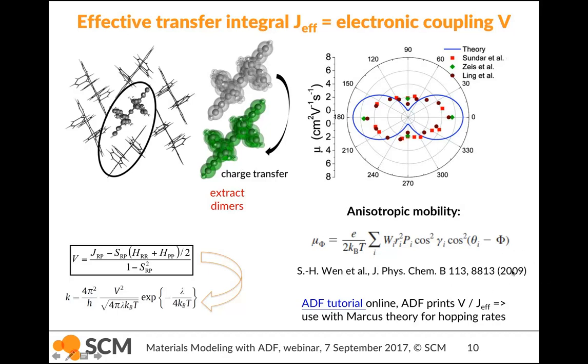Here's a paper from 2009 that actually describes the process pretty well, where they study a number of organic semiconductor materials, and in general they find reasonable agreement between the calculated mobilities and the experimental ones. So for this particular material, they picked all the different dimeric configurations and then calculated the electronic coupling. This you get straight out of ADF, plug that into the rate equation, and then finally, if you average over all those rates, you can calculate the mobility.